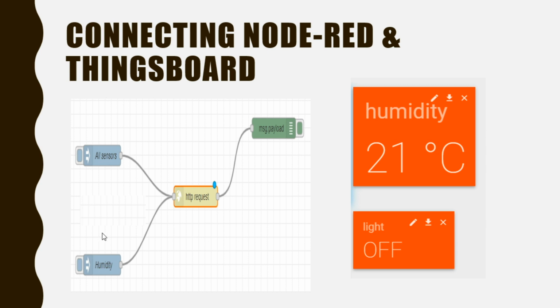So this is the flow in Node-RED, and this will be the output we are going to visualize in ThingsBoard. So this is a connection between your Node-RED and ThingsBoard. The HTTP request is going to play a vital role in transmitting the data from Node-RED to ThingsBoard.